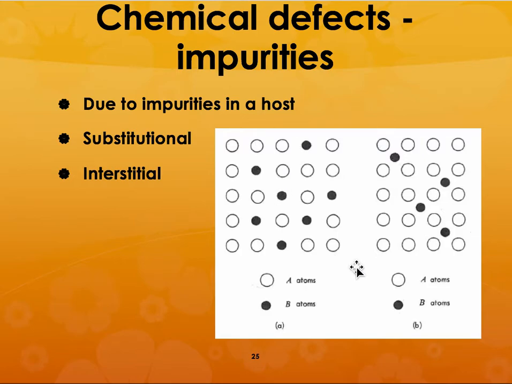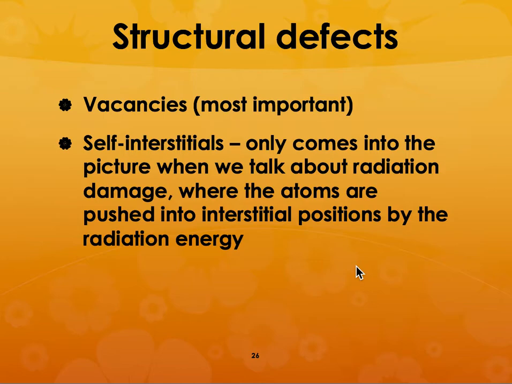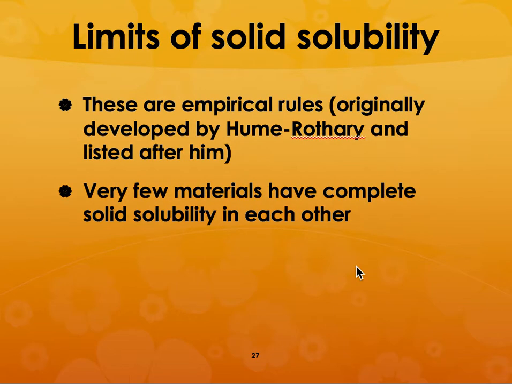So here is a schematic of chemical defects due to impurities in a host, and again, as I mentioned to you, they can be either substitutional or interstitial. In structural defects, the vacancies are the most important. Self-interstitials are important only from the point of view that they are very rare, and they are formed most often when you are exposed to very strong energies, like radiation energy, where they can push those atoms into interstitial positions.